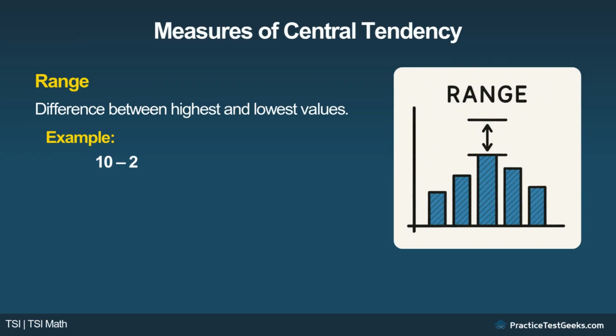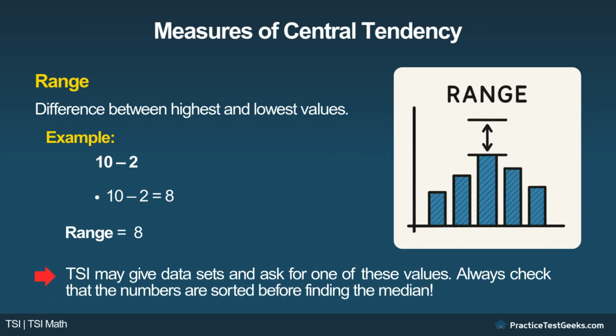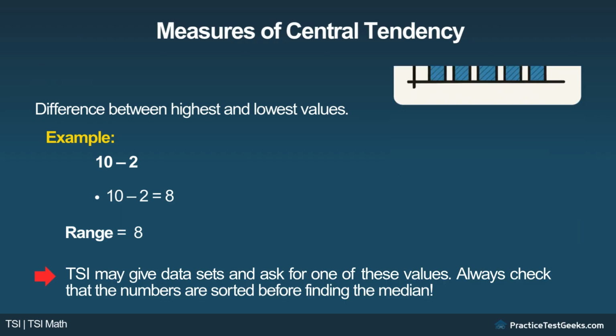Range, the difference between highest and lowest values. Example: 10 minus 2. Start with 10, subtract 2 from 10. 10 minus 2 equals 8. The range is 8. TSI may give datasets and ask for one of these values. Always check that the numbers are sorted before finding the median.